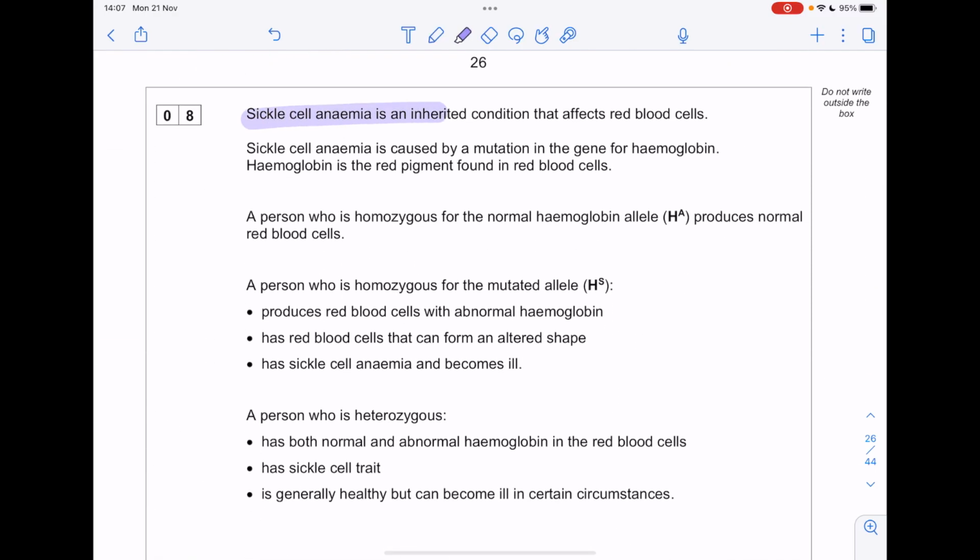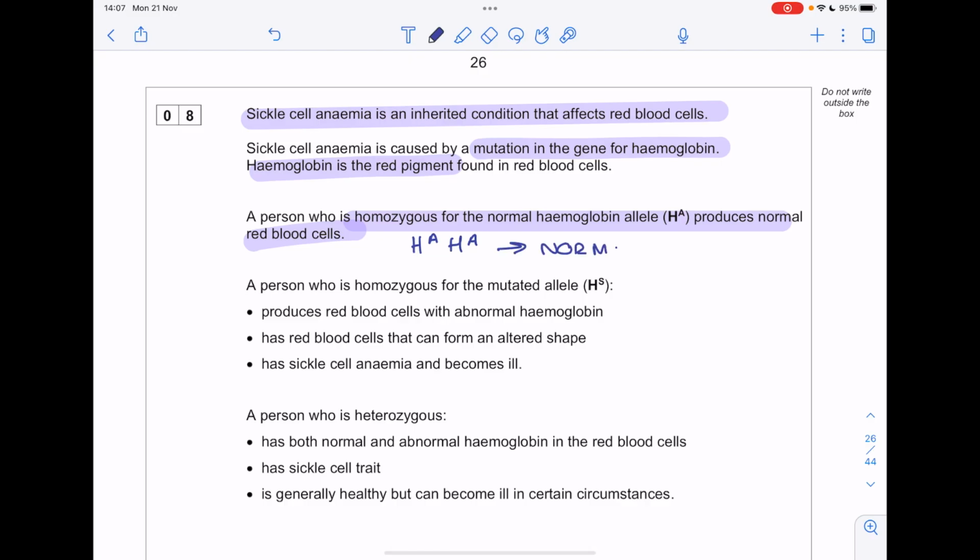Sickle cell anemia is an inherited condition affecting red blood cells. It is caused by a mutation in the gene for hemoglobin. Hemoglobin is a red pigment found in red blood cells. A person who is homozygous for the normal hemoglobin gene produces normal red blood cells. So let's just write what that means. Homozygous meaning the same alleles. So you're going to get normal red blood cells in this situation.